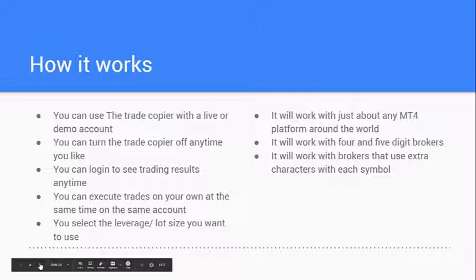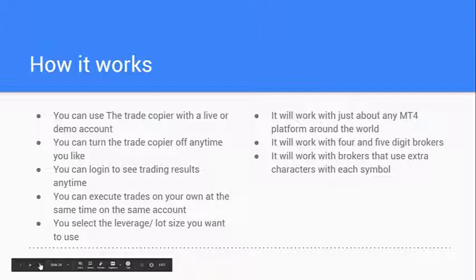But I do have some subscribers that do trade the same account. I also have many subscribers that just set up one trading account, and they use the trade copier with it, and they don't touch it. They just let me trade that account for them. And again, you get to select the leverage and the lot size that you want to use. It doesn't matter if I trade a standard lot. If you want to trade micros or minis, that's perfectly fine. That's okay. It's all up to you.